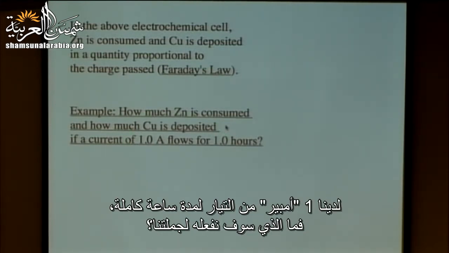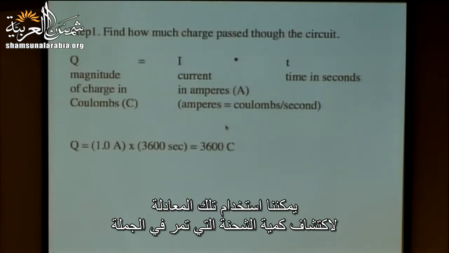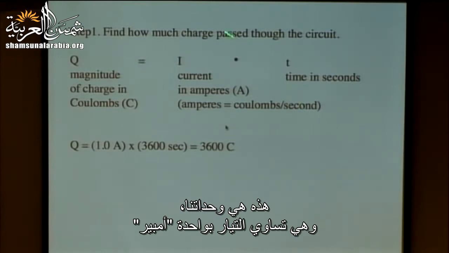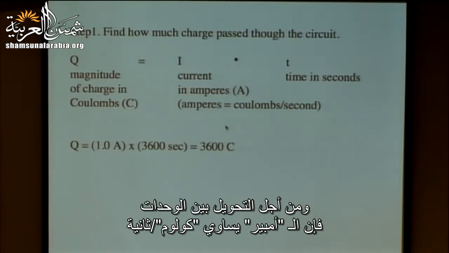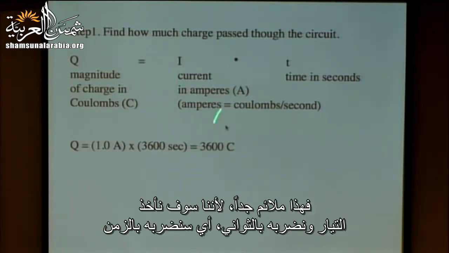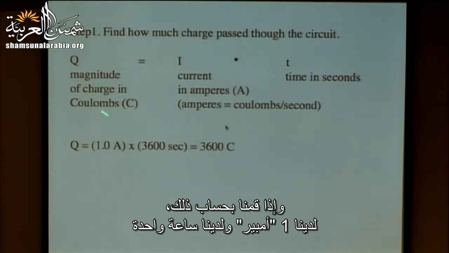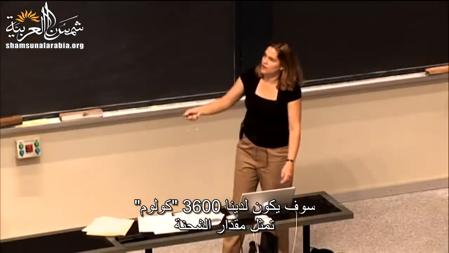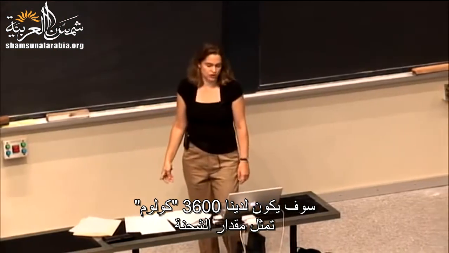So say we have 1 amp of current for 1 hour. What are we going to do to our system? We can calculate this out. We use this equation to find out how much charge is going to pass through the system. We have this term Q, the magnitude of charge, in coulombs. That's equal to the current in amps times time. Just for unit conversion, amps are coulombs per second, so we take the current times seconds. If we work that out, we had 1 amp and 1 hour, so we're going to have 3,600 coulombs as the magnitude of our charge.